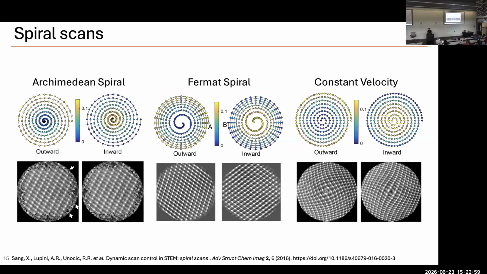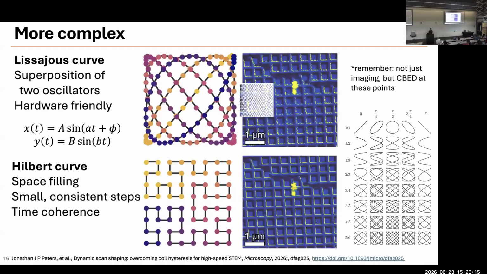Other things, people have tried different types of spiral scans. These have different pros, cons, and distortions. It turns out they're pretty easy to implement on scan coils. You just drive damped oscillators for the current on the scan coils, and you can get these types of spiral scans. Or you can do something more complex, like in these two examples, except you're starting to move into a regime with these space filling curves that they don't fully sample the real space, and they don't sample the real space evenly in time. And there are some regions that just get extra dose, some regions that don't get enough dose.